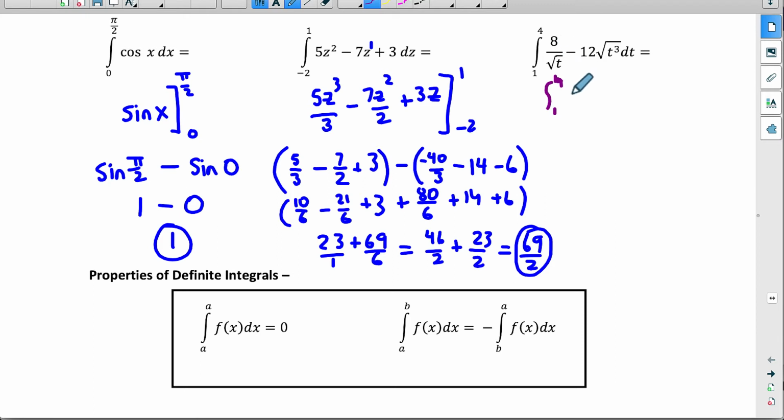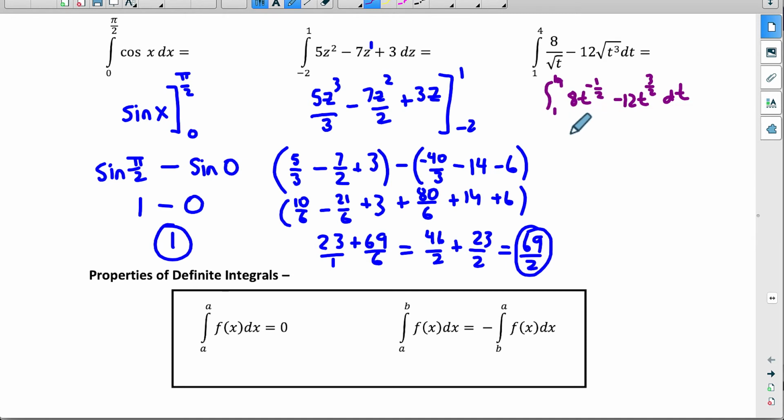Now 8, let's get this t up into the numerator. What would it be? It would be t to the -1/2 minus 12 t to the, look, we're cubing and also square rooting, so that's going to be 3 over 2. Now this is still in terms of t. Now we're ready to integrate this.